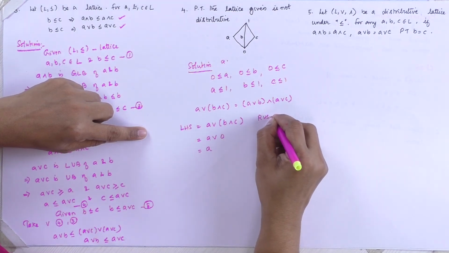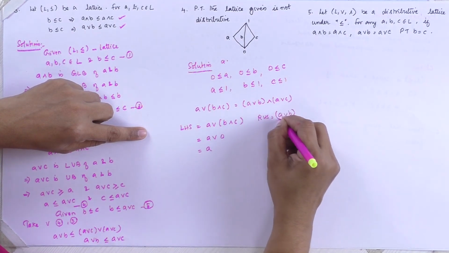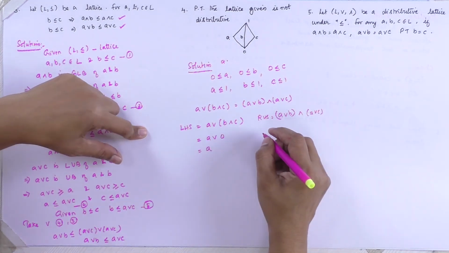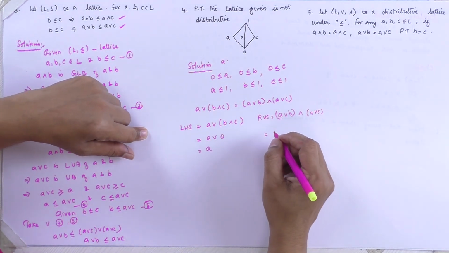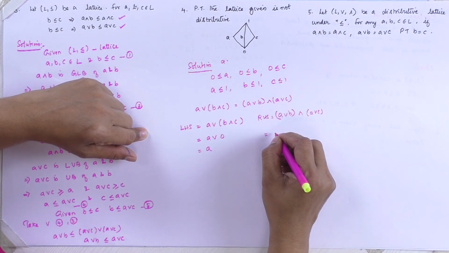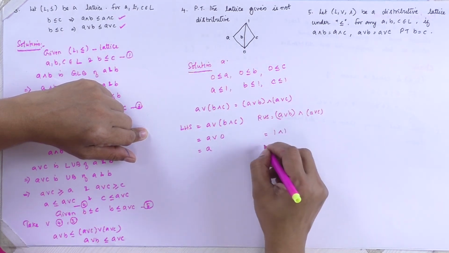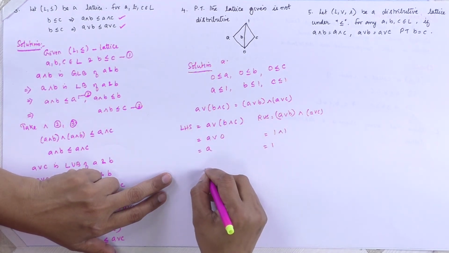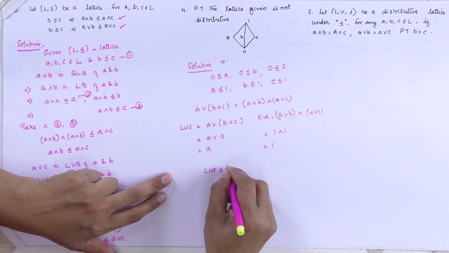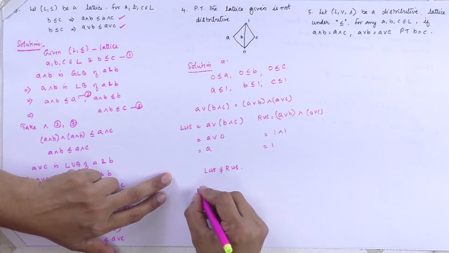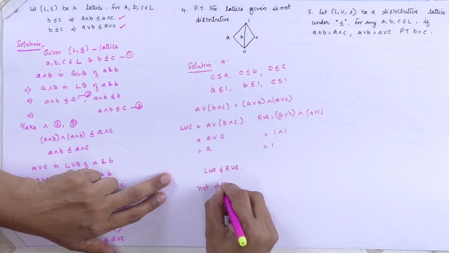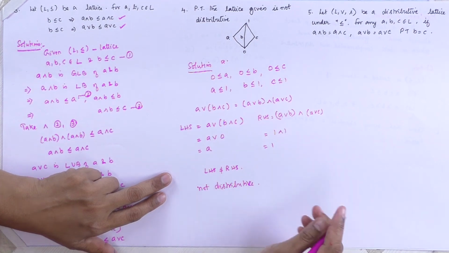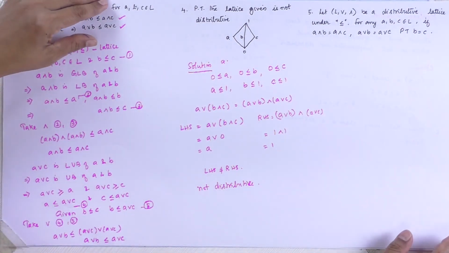Right hand side I will take here. That is A or B and A or C. So this is equal to A or B is 1, right. A or C is 1, which is 1. But then A is not, this is not equal to LHS is not equal to RHS. Therefore, it is not distributive. Right. So this is how we will have to check it out.